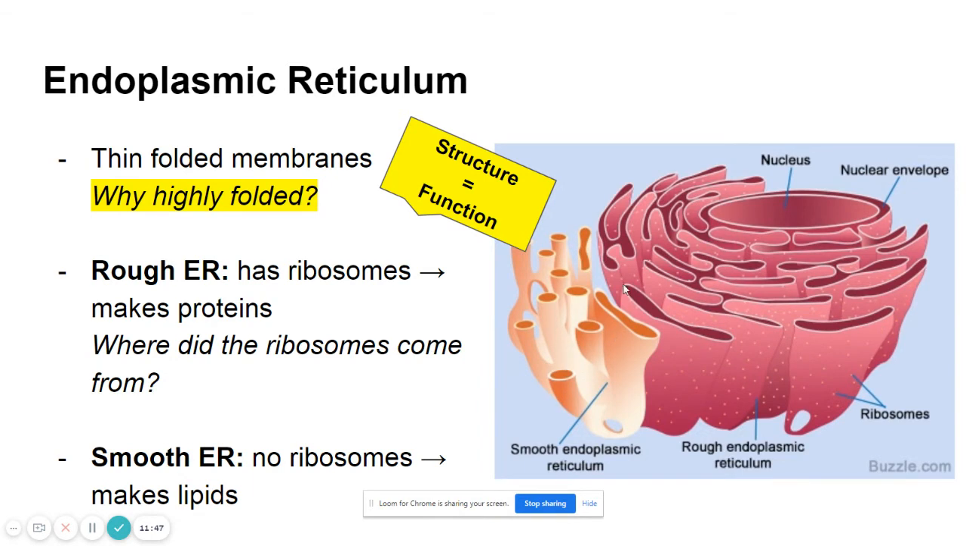Now, whenever we have folding in any structure that you see or any organelle that you see, the reason why this is done is in order to increase surface area for allowing more reactions to happen. So if there are these folds in the endoplasmic reticulum, there will be more space for making more proteins. So this is why the endoplasmic reticulum is highly folded, to increase surface area, to make more proteins.